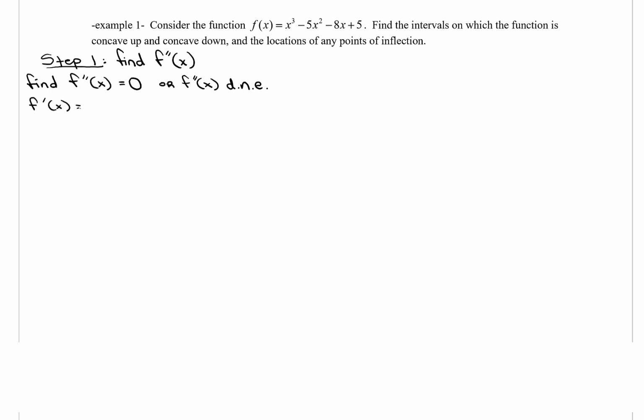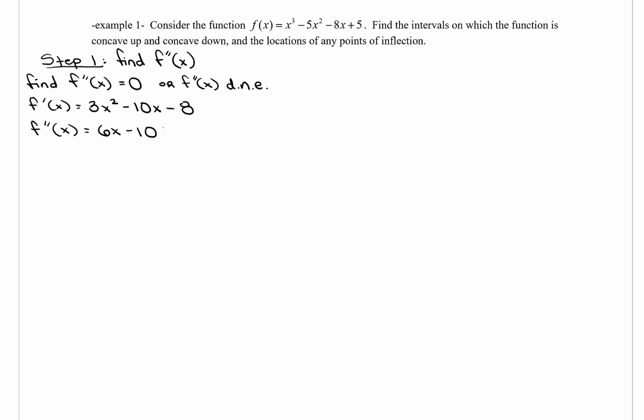Let's begin by finding the first derivative. So I'm going to find the first derivative of f of x, so that's going to be f prime of x is equal to 3x squared minus 10x minus 8. Then I'm going to find the second derivative. F double prime of x is going to be equal to 6x minus 10.